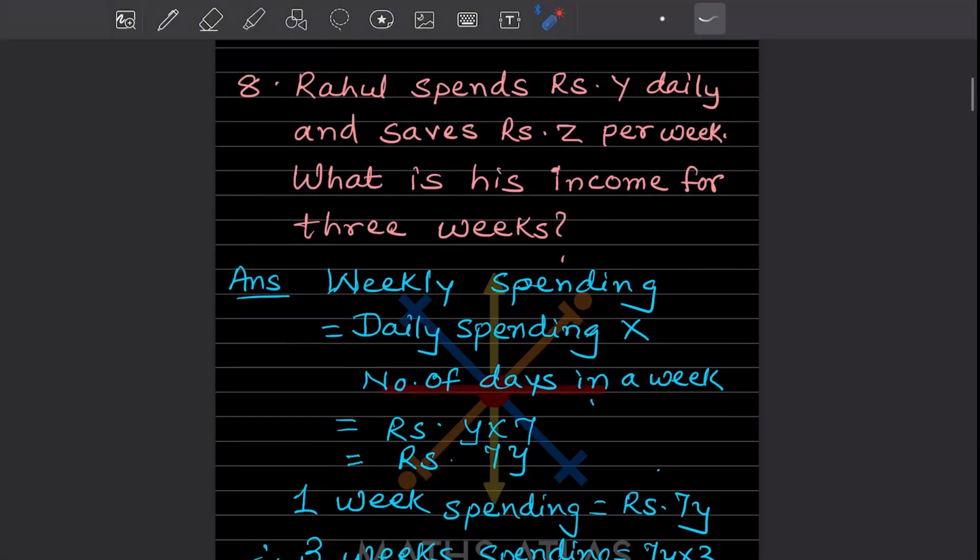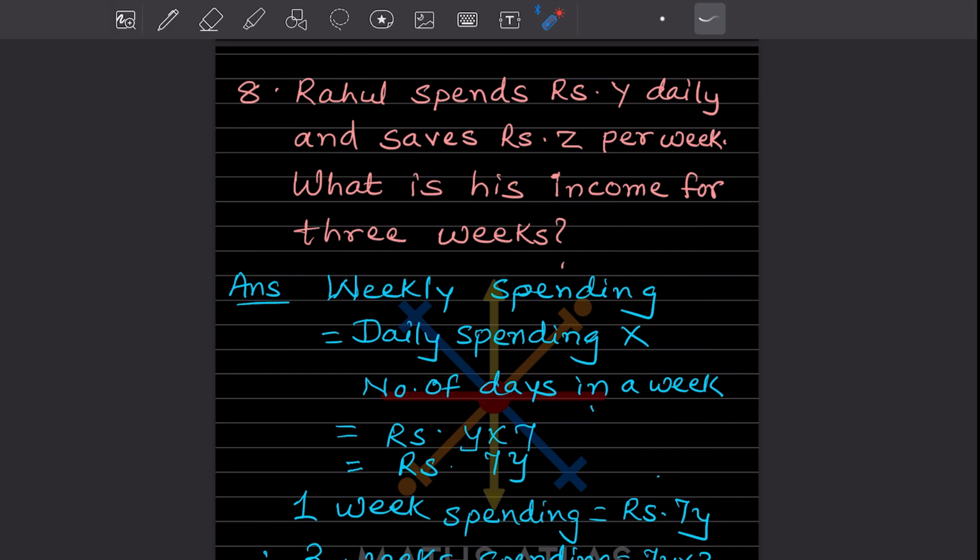Now look at this question. Rahul spends rupees y daily and saves rupees z per week. What is his income for 3 weeks? Okay, so now first thing what we are going to do, they said the spending, right? So here let us see the spending. Well, weekly spending is how much? So weekly spending is daily spending into number of days in a week, right? So number of days in a week are how many? 7. So daily, how many? They said daily spending is y, isn't it? The y is said. Okay, and the number of days in a week means 7. So we are going to see how much is in the week. So you are going to multiply by 7.